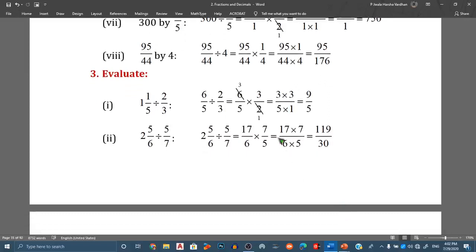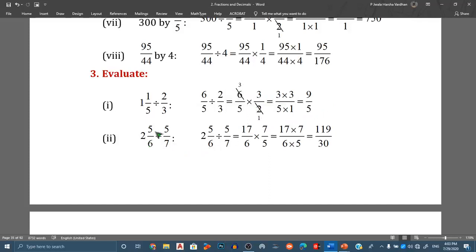Here also we are doing the divisions only. What is the difference between the first problem and here? Just a word is given there, and here a symbol is given. Here also divisions only, same. So 5 under 5 plus 1, 6 by 5 divided by 2 by 3. So 6 by 5 into 3 by 2. So you can cancel here, 2 1s, 2 3s. 3 3s are 9, 5 1s are 5, which is 9 by 5.